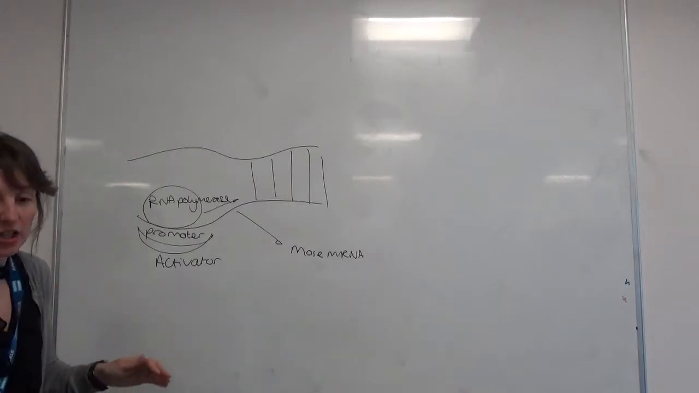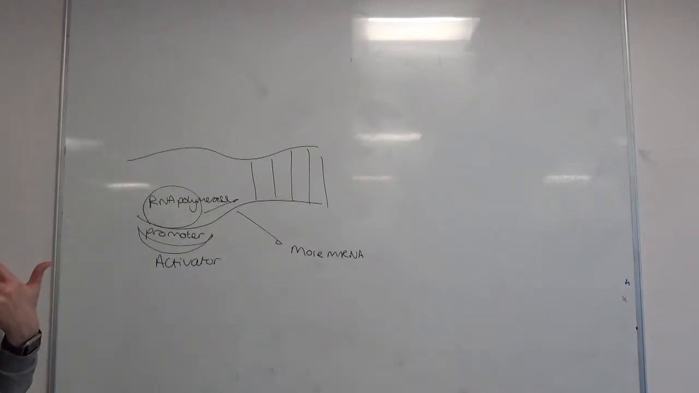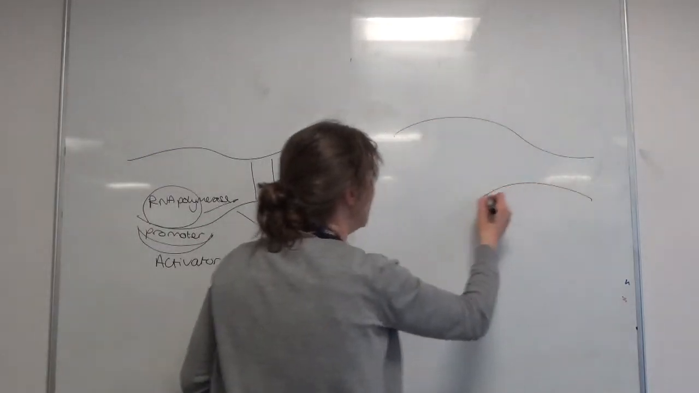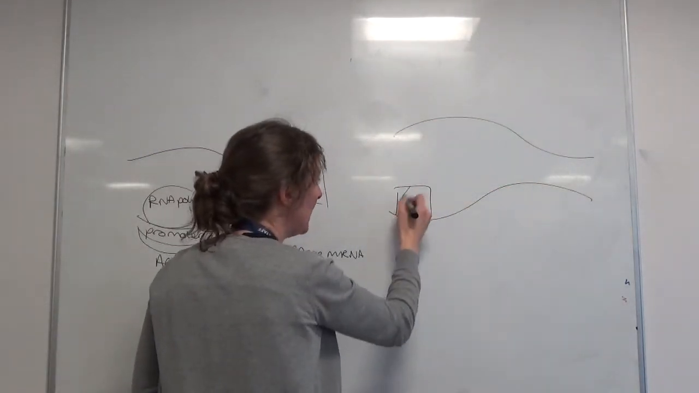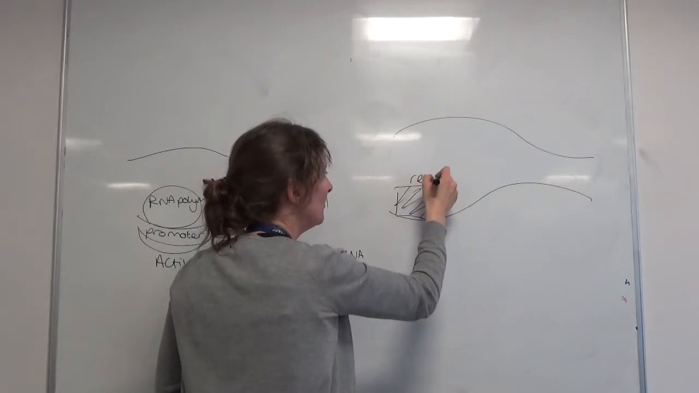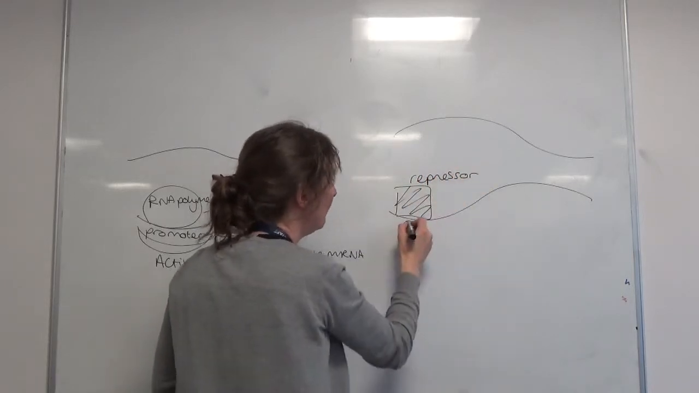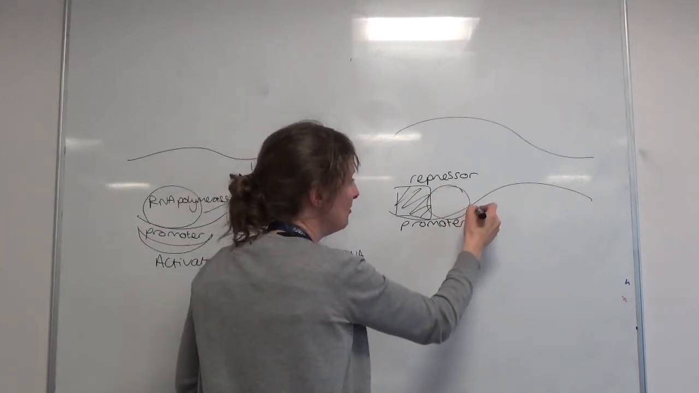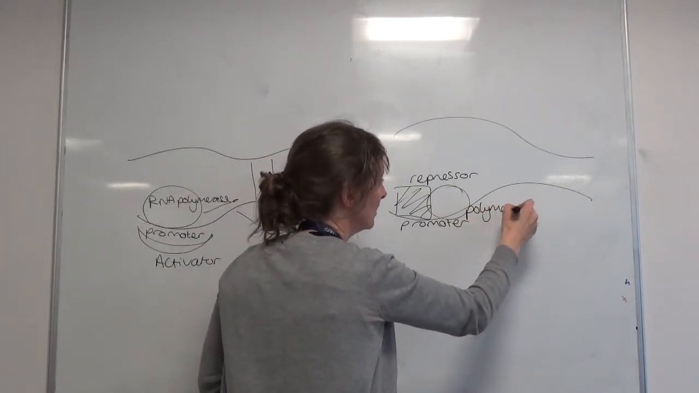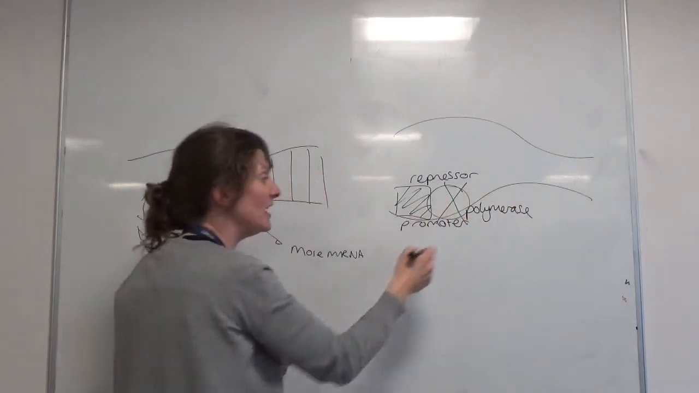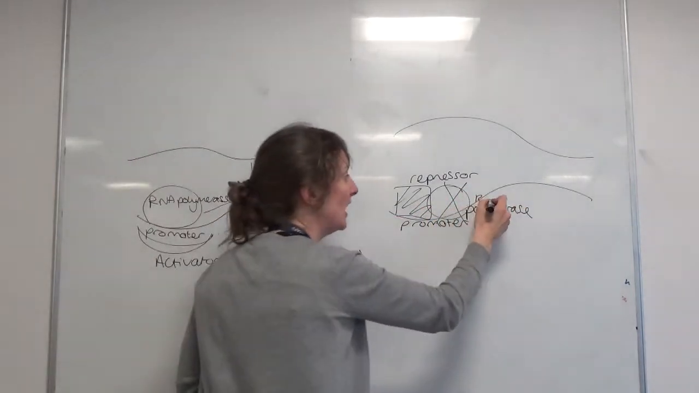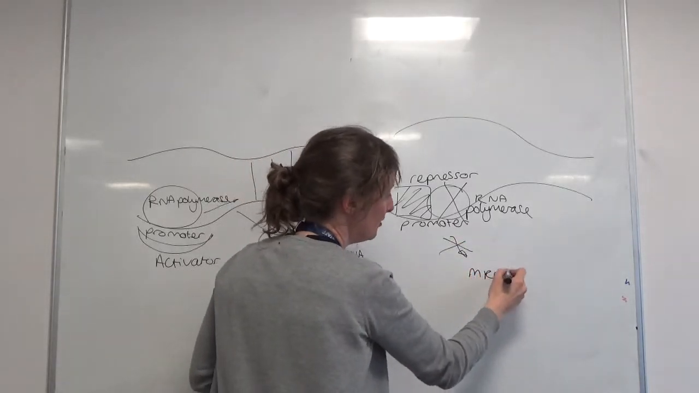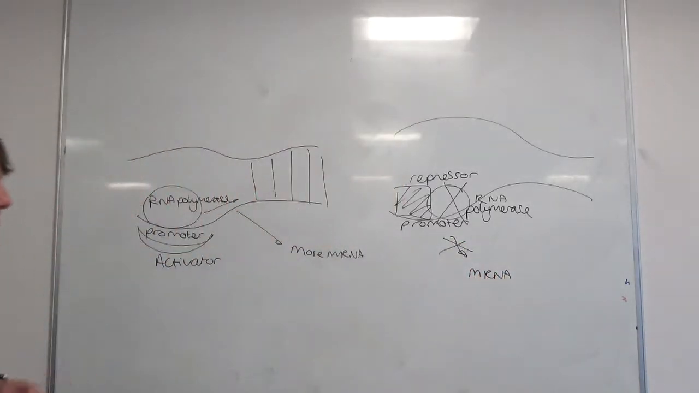On the other hand, you have repressors, which are molecules which will bind to the DNA, and when they bind to the DNA, at the promoter, they will prevent the polymerase from being able to bind. And if the RNA polymerase cannot bind, it cannot make mRNA, so you cannot get a protein. So those are ways of regulating.